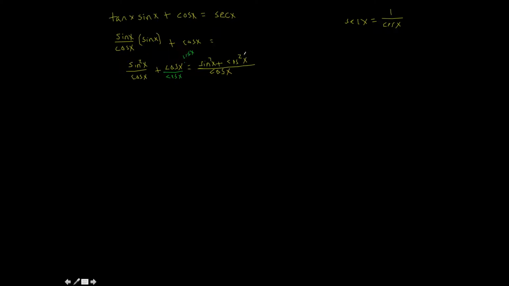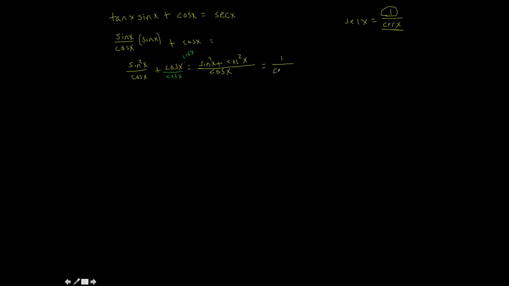Now look what I did there, folks. What do I have on top? What do I have on bottom? Well, I have what I want. I'm trying to get cosine x on the bottom. Check. Do I have 1 on top? Well, if you know your Pythagorean identities, yes you do. Because remember, sine squared x plus cosine squared x equals 1.